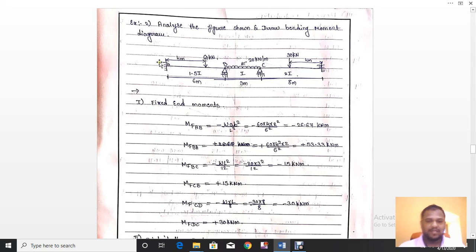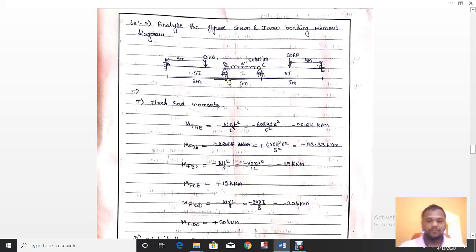AB has a 60 kN load at a distance of 4 meter, and it has section property 1.5 I. So it is 6 meter. BC is carrying a uniformly distributed load of 20 kN per meter, with section property I, and it is 3 meter. CD is a span of length 8 meter, and at the center it is carrying a 30 kN load, with section property 2I.